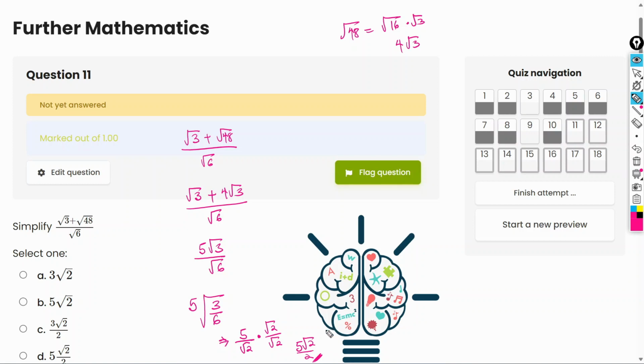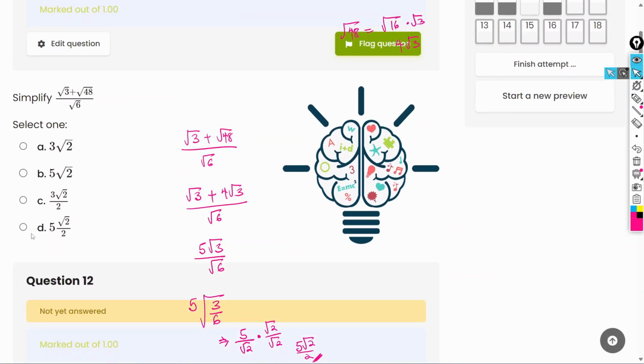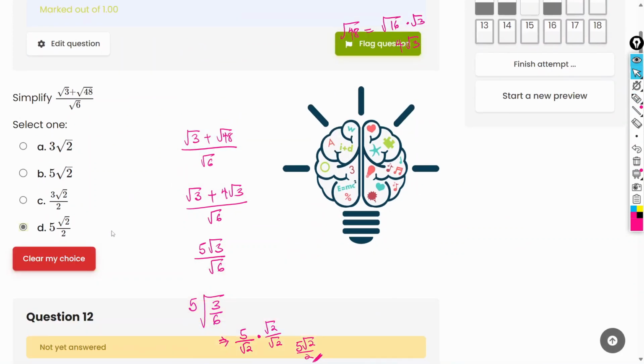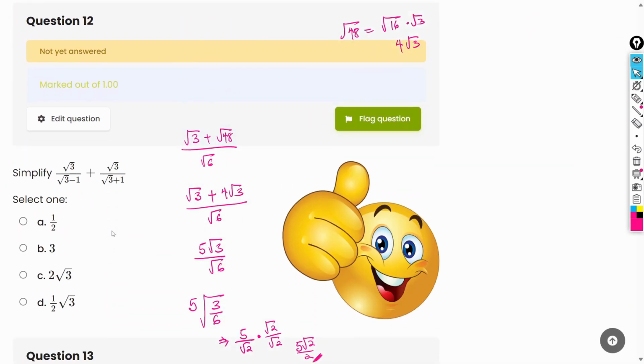Again, as with most math problems, there are multiple approaches that you could have used. But I think this is the easiest. So whenever you find a surd that can be simplified, simplify it first before you proceed to do anything at all. Alright, that's for question 11. So let's take on question 12.